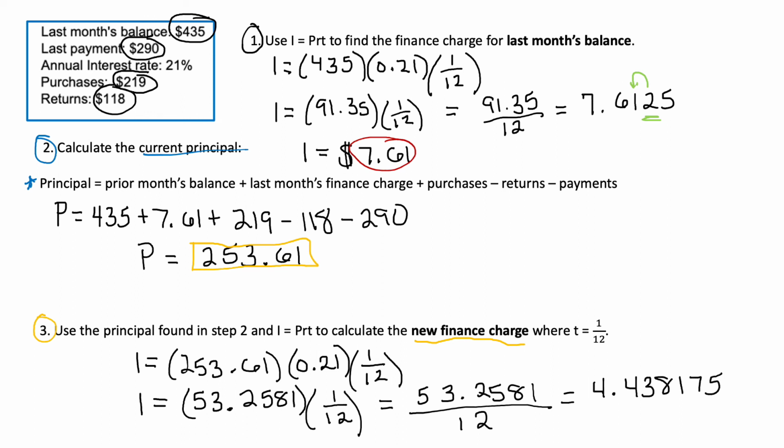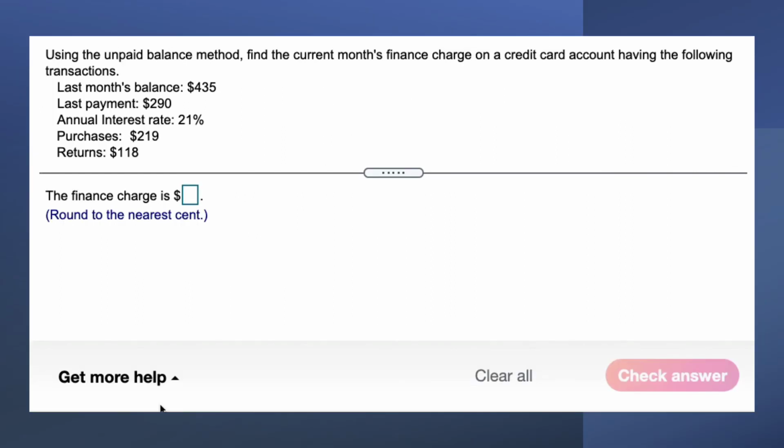Again, we want to round to 2 decimal places. There's an 8 in the 3rd decimal spot, so that tells me that the 3 is going to round up. So my final answer for the new finance charge is $4.44. Here we'll type in $4.44.